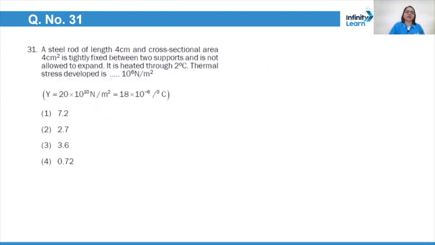Next is question number 31. We have a steel rod of length 4 centimeter and cross-sectional area 4 centimeter square, tightly fixed between two supports and not allowed to expand. It is heated through 2 degrees Celsius. The thermal stress developed is dash dash dash into 10 power 6 Newton per meter square. We need to find the value of dash dash dash over here, right?